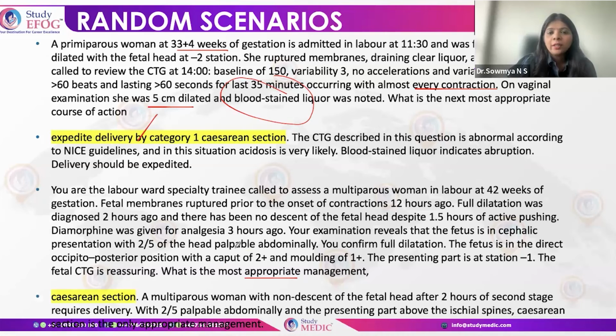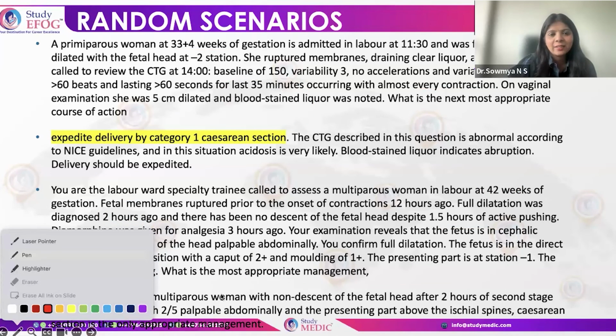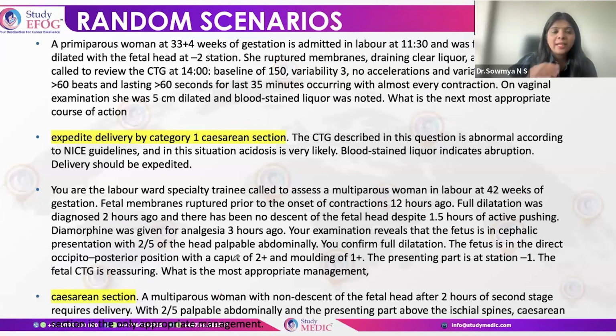The next one, most appropriate management. What do you do? Here, obviously, you are dealing with a multiparous woman, postterm, and full dilatation was 2 hours before, no descent, and you can see 2/5 of the head palpable. Once it is 2/5, ideally for operative delivery it should be 0/5, right? And occipito posterior 2+. So obviously you will not be going for operative delivery. The next thing would be the cesarean section. But if you ask me, will this be category 1? No, you can go for category 2 because the CTG is fine. She just needs the baby to be out. So you can go for category 2 cesarean section.